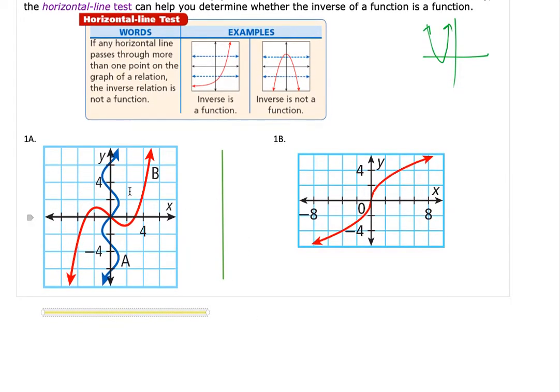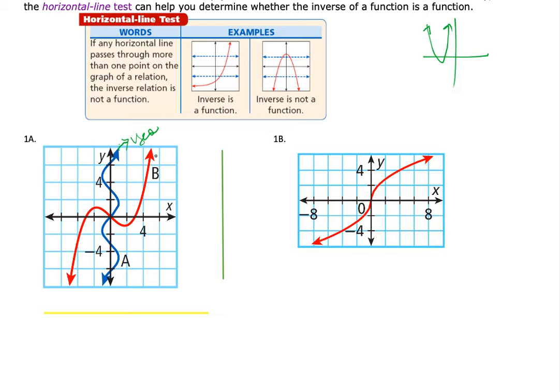Let's determine if this blue relation has an inverse that's a function. So let's take our horizontal line and let's check out the blue. Does it touch the horizontal line at more than one place? No, it doesn't. So the blue squiggly line's inverse is a function.